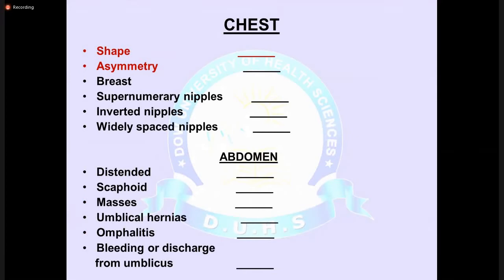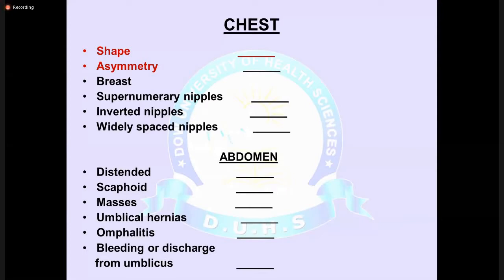Then see the chest, and whether the chest is bilaterally symmetric or asymmetric. Look at the breasts, any additional nipples known as supernumerary nipples, inverted nipples, widely spaced nipples. So any abnormality you see in the chest, you can highlight it. After the chest examination, you should do the examination of the abdomen.